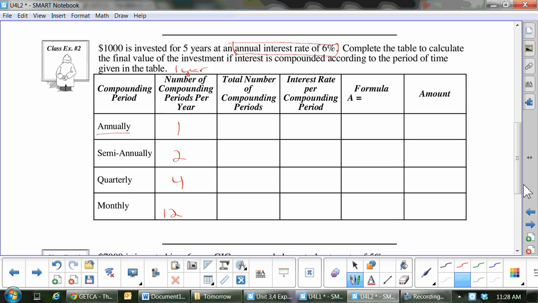Okay. Now, how many compounding periods in 5 years? How many annual compounding periods are there in 5 years? 5. How about semi-annually, how many compounding periods would there be in 5 years? 10. How about quarterly? How about monthly? Can anybody give me a formula to get those numbers? How did we get 10, 20, and 60? What'd you do in your head?